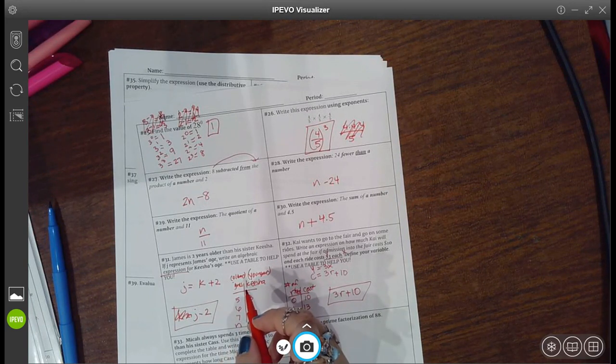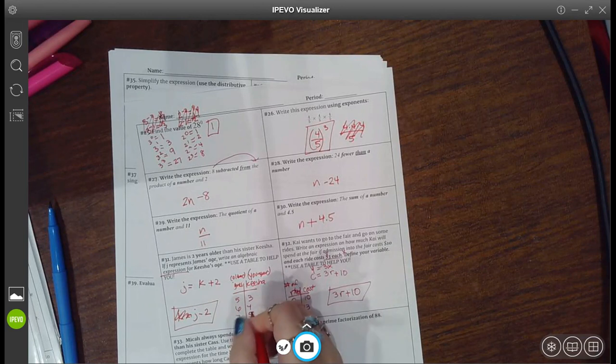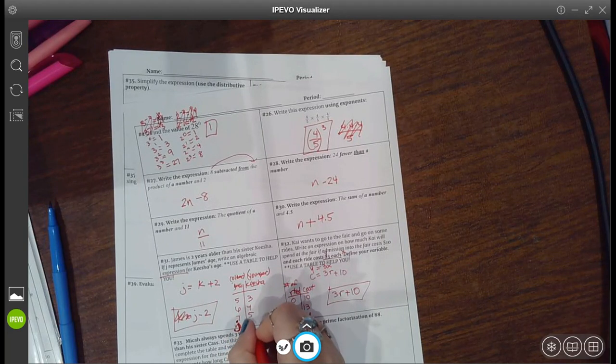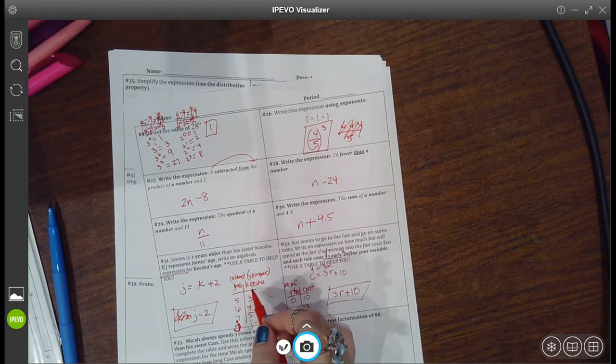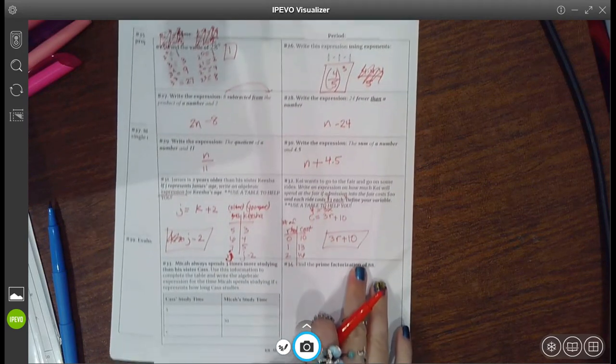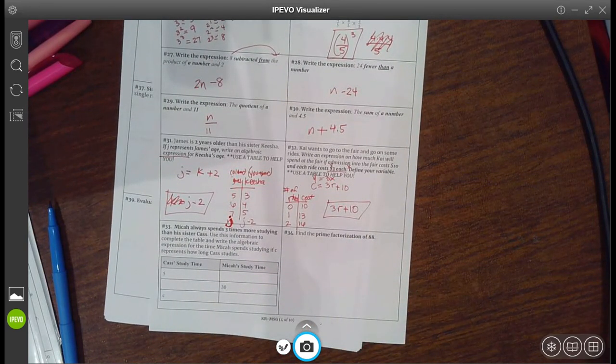They said use an expression and represent J for James. So I need to put a J here. If James is just J, how do I represent Keisha using the J? Well, what do I do to get from here to here? Going in this direction, I always go minus 2. I take whatever this is and I subtract 2. If they had said, represent James in terms of Keisha, how do you move from here to here? You take whatever K is and you add 2. So K plus 2 would be James, but J minus 2 would be Keisha. Again, using tables is helpful sometimes.